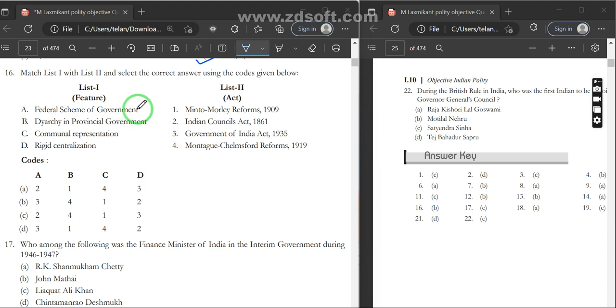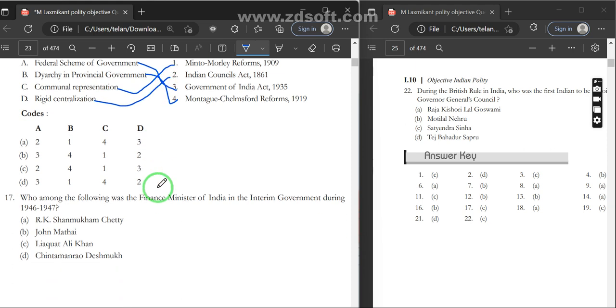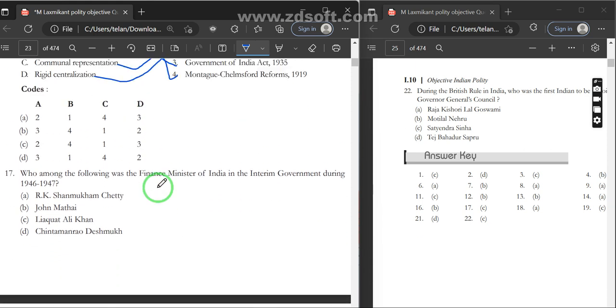Now, if you look at this, the federal scheme of government came in the 1935 Act, and diarchy in provincial government was introduced in 1919. Communal representation was first introduced in 1909, with separate electorates for Muslims, the Minto-Morley reforms. Rigid centralization obviously came with the Indian Councils Act 1861. And so the option is 3412.